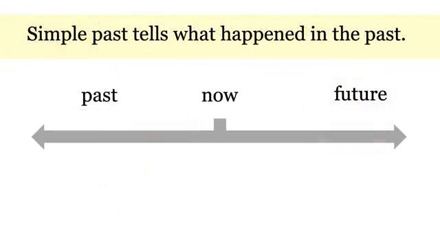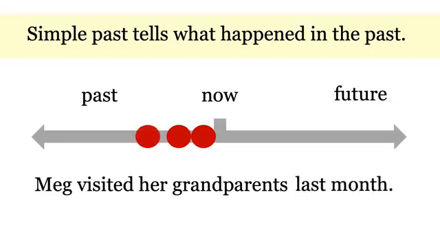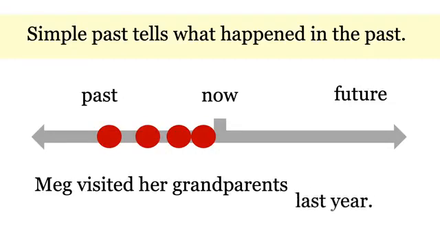Simple past tells what happened in the past. Let's look at some examples. Here is our timeline. Let's say Meg visited her grandparents. When? Meg visited her grandparents yesterday. Meg visited her grandparents last week. Meg visited her grandparents last month. Meg visited her grandparents last year.